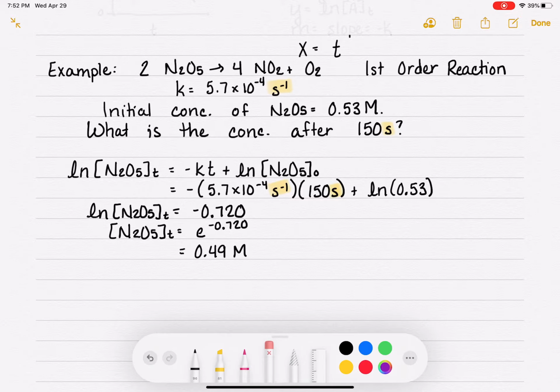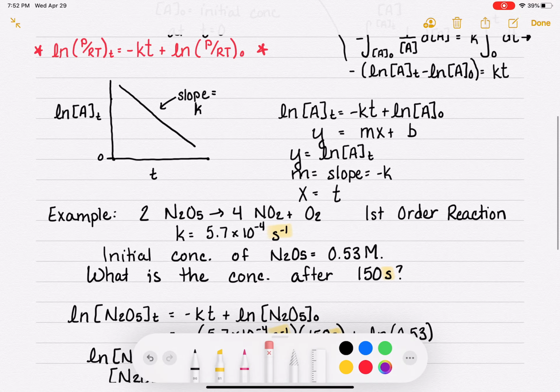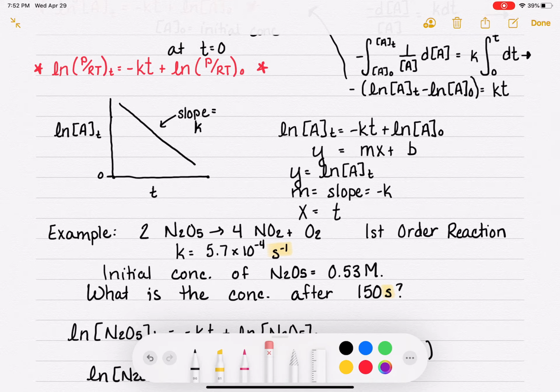Okay, so we're continuing on with this first order stuff, and I realized after I stopped the video, I left a negative sign off of something up here. The slope is negative k. So I got it correct here, but then left off the negative sign up there. So fix that in your notes.